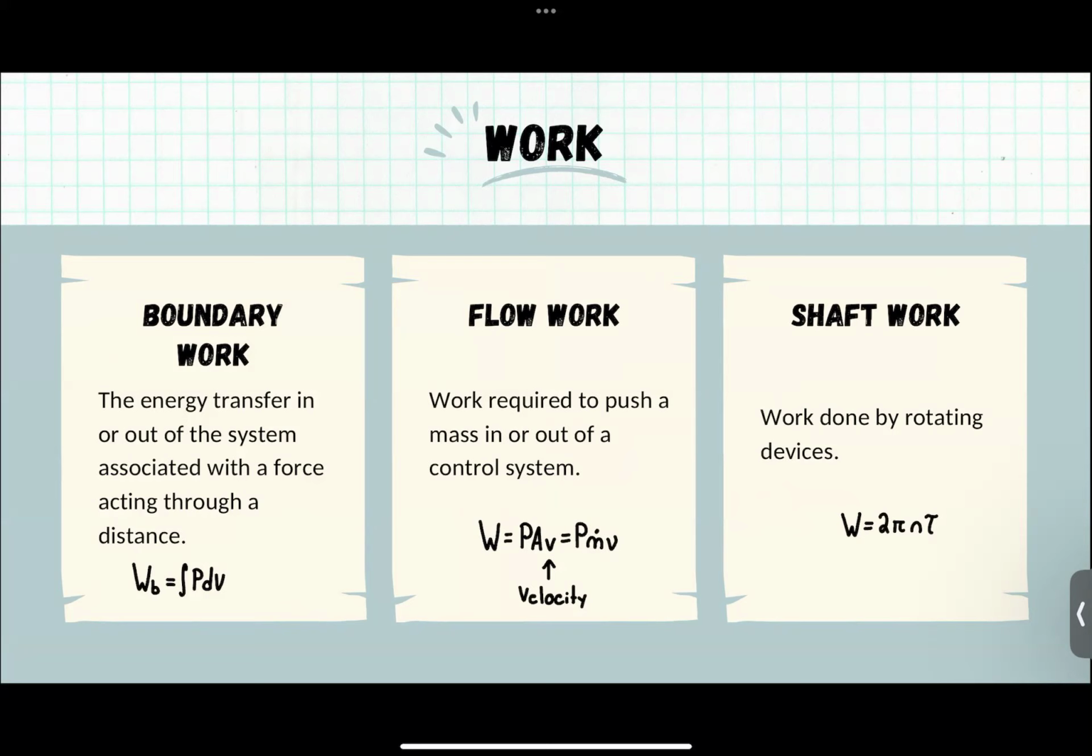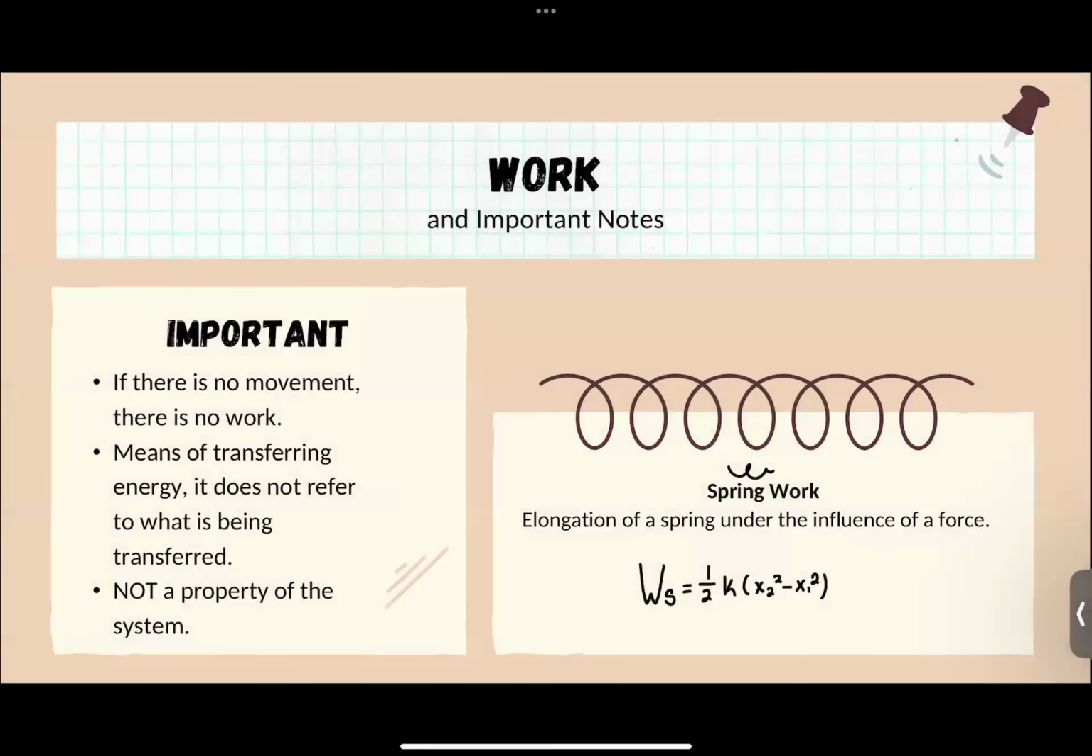Next, there's also flow work, and that is the work required to push a mass in or out of a control system. There's also shaft work, and that is the work done by rotating devices, and it occurs in turbines, pumps, and compressors. Additionally, there's spring work, and that is the elongation of a spring under the influence of a force. And finally, there's electrical work, and that is done when electric current flows through a resistance.